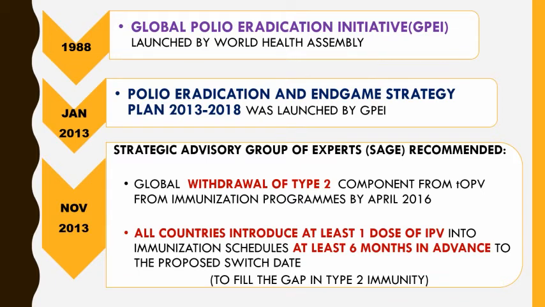In November 2013, the Strategic Advisory Group of Experts, called SAGE, recommended the global withdrawal of the type 2 component from trivalent OPV from the immunization programs by April 2016, and that all countries should introduce at least one dose of IPV into their immunization schedules at least 6 months in advance of the proposed switch date. That was to fill the gap in type 2 immunity.